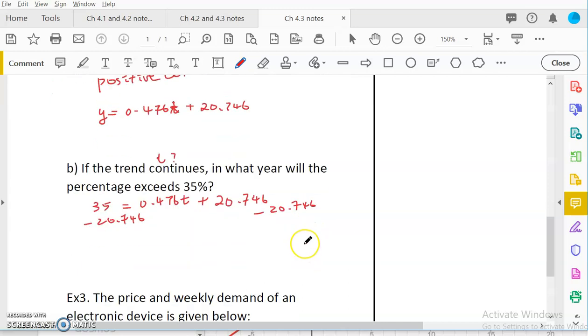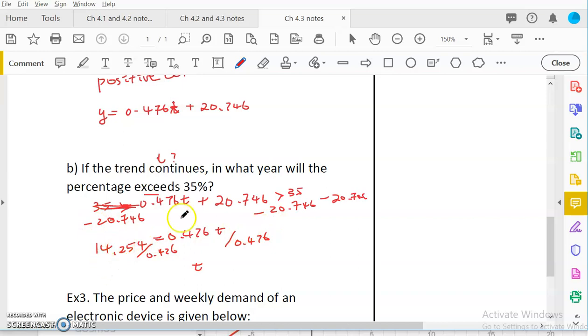They're very easy to do. So that's why linear model is popular. When you use prediction or do this kind of problem, it's really easy to do. It's 14.254 equal to 0.476t, and then you divide 14.254 by 0.476. That would be equal to exceed. I should not say equal. I should say this one greater than 35, right? Yeah, I should then do minus 20.746. I should do it this way.